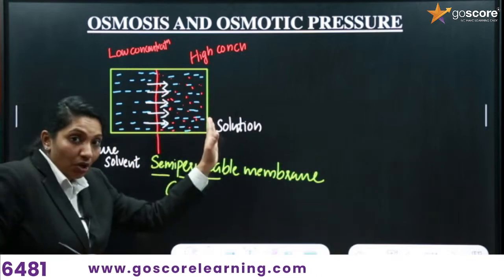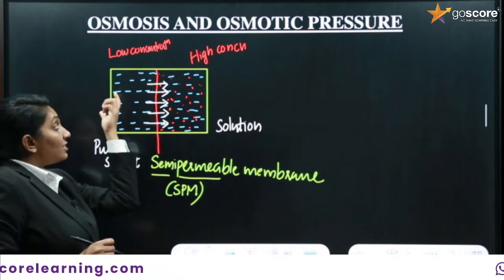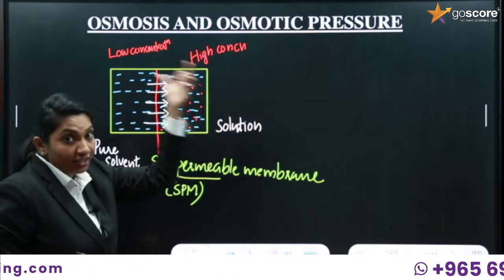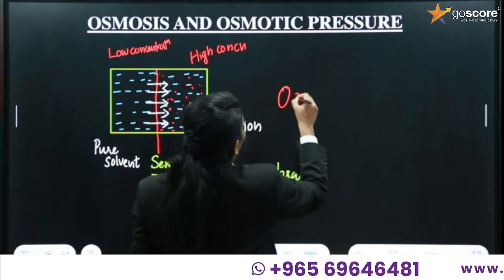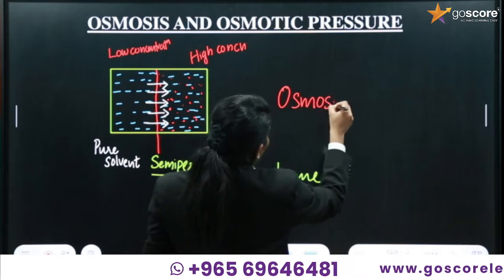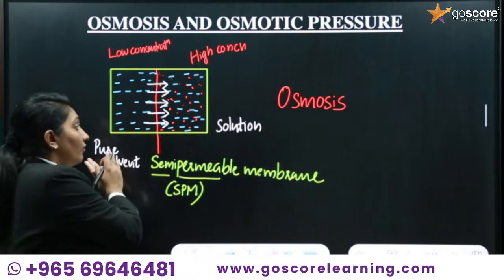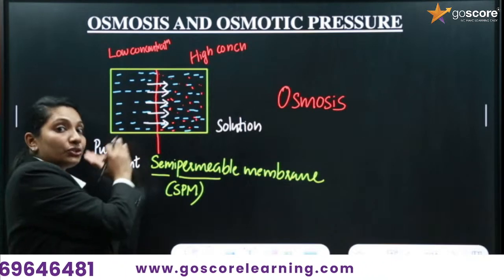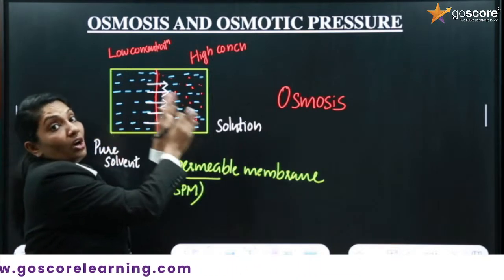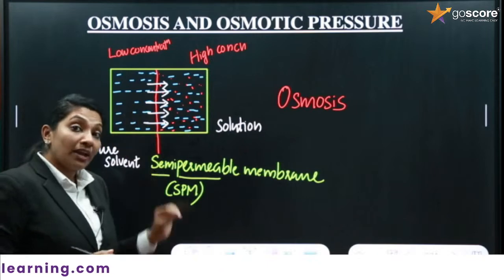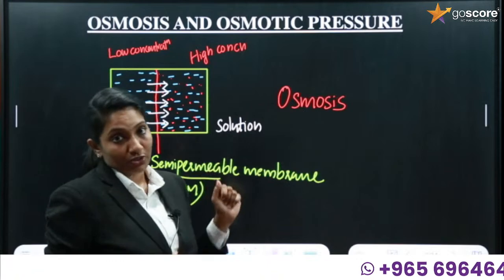That passage of solvent from pure solvent to solution side, or from low concentration area to high concentration area through a semi-permeable membrane, is what we call osmosis. Okay? Osmosis is the passage of solvent molecules from the pure solvent side to the solution side, or from the low concentration to higher concentration through a semi-permeable membrane, is what we call osmosis.